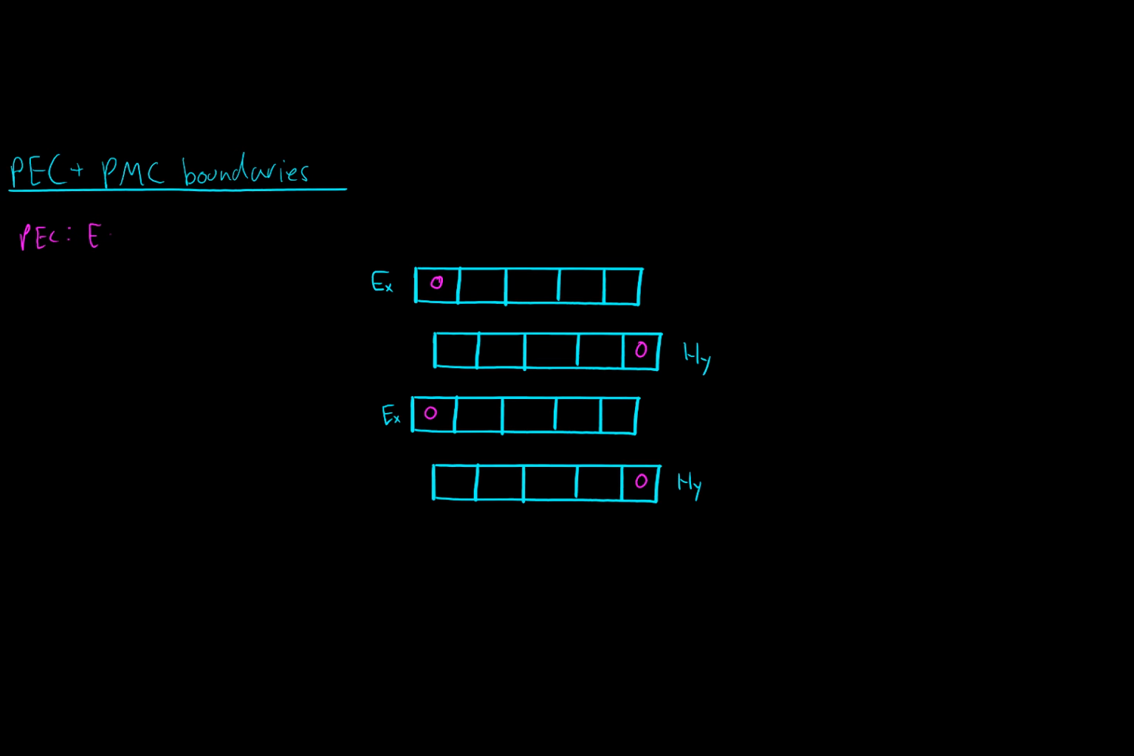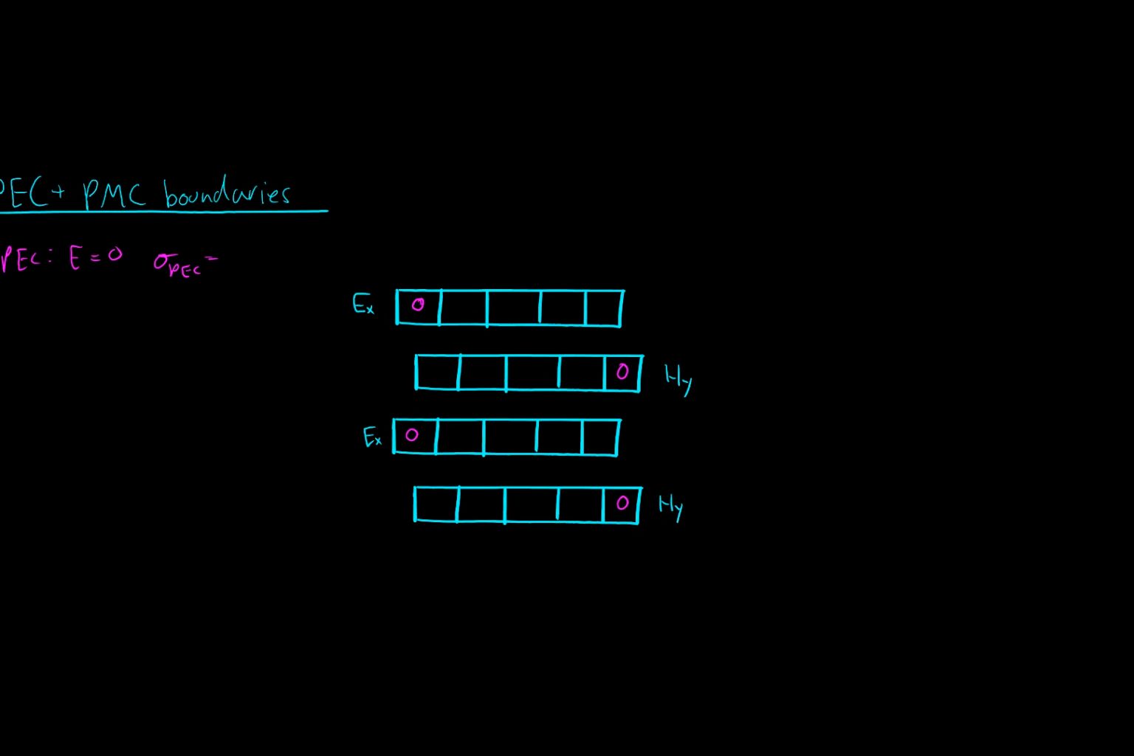PEC, so electric field inside a PEC is always 0. And that's because the conductivity of a perfect electric conductor is infinity. So because the conductivity is infinite inside a perfect electric conductor, the reflected wave is going to be the negative of the incident wave. In other words, E naught reflected is equal to negative of incident. And why is that? Well, we know that in general, the reflected is equal to 1 minus beta over 1 plus beta of the incident.